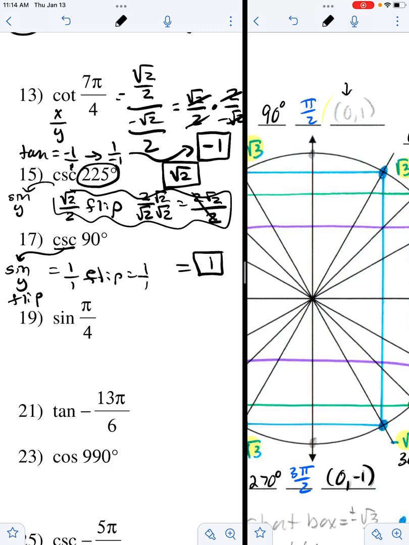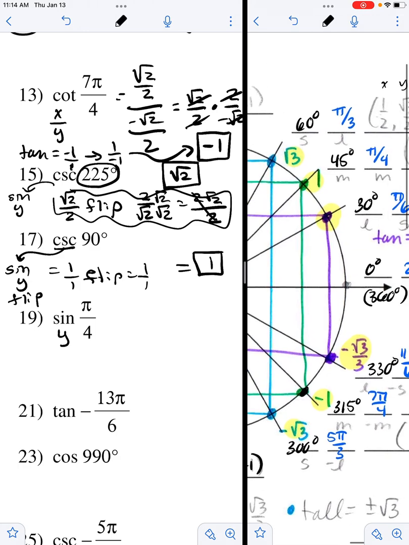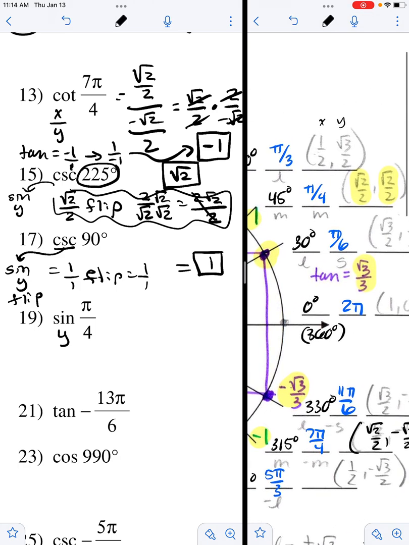19 is easier in that it's straight up asking for y. It's a little tricky because it's radians, but pi over 4 has to be in the middle because it's over 4. And I can see it right here. So I'm looking for the y value there. And since it's in the middle, I expect it to be a root 2 over 2 of some sort, positive or negative, because the middles are always that way.